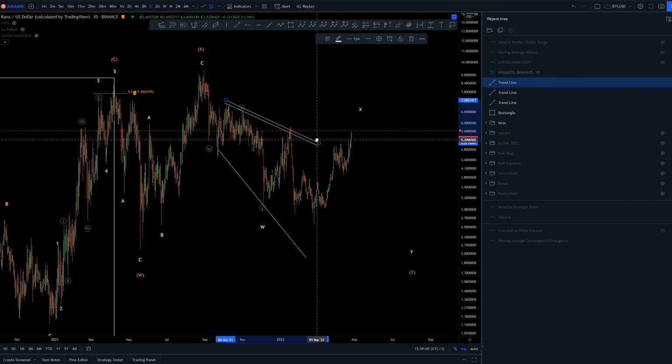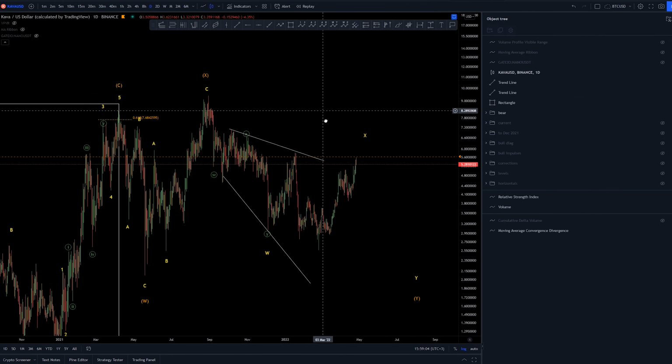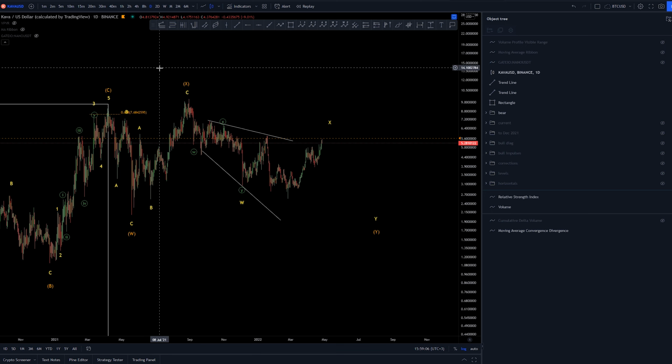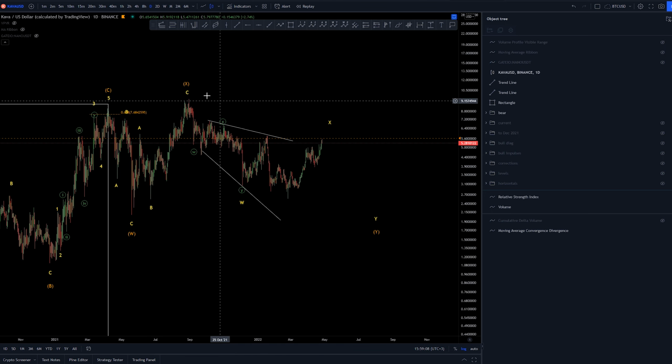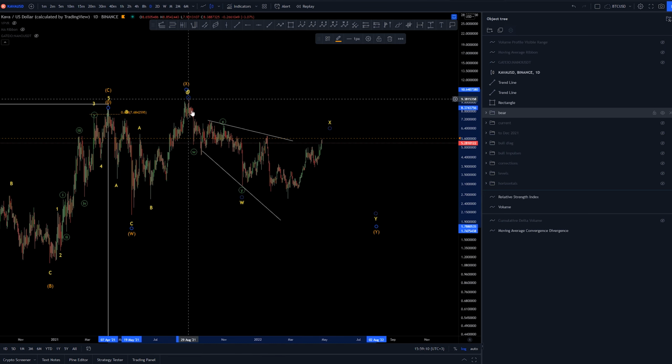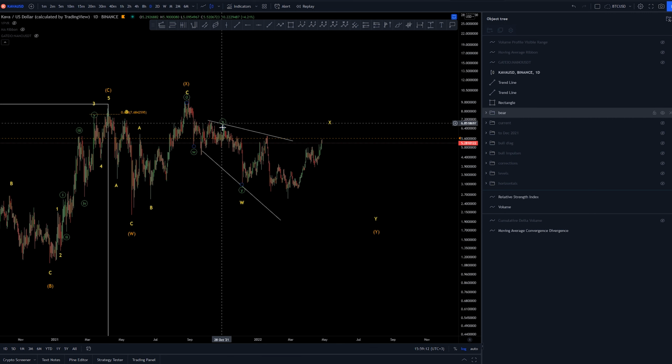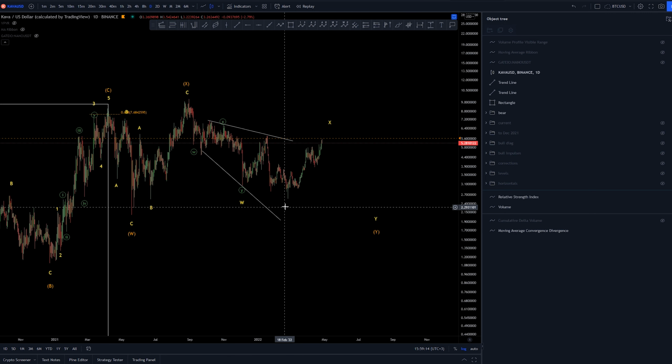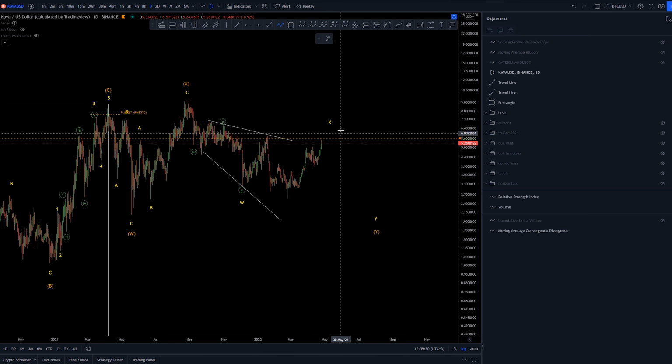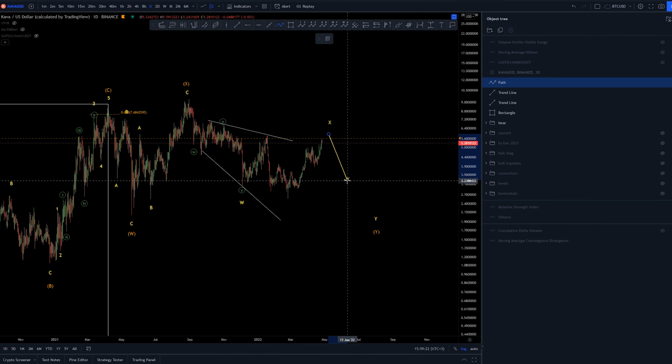Maybe it's something like this. Something like this, yeah. So again, the other option is the diagonal, and the other option is the WXY here, saying that this is WXY and this is another WXY, and then we would be expecting another 3-wave move down, whether this X wave is finished here or goes a bit higher before this.